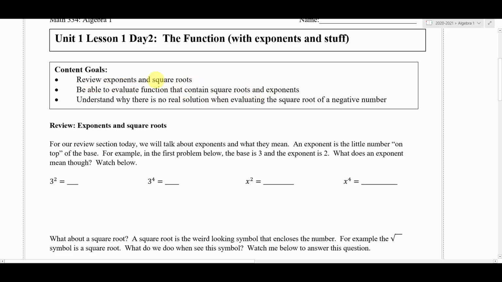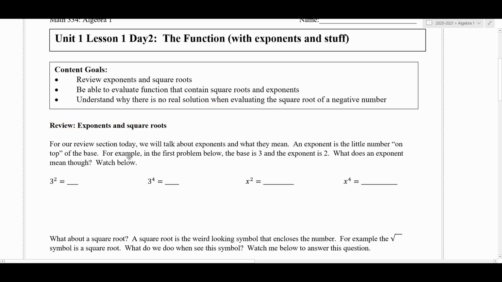All right, so once we know what exponents and square roots are, once we review that, let's look at some function stuff that uses those things. And then this last one here is we want to understand why there's no solution when evaluating the square root of a negative number. Notice I use the word real solution. We'll talk about what that means, and why you can't get an answer when you try to square root a negative number. All right, so let's start off with our review here.